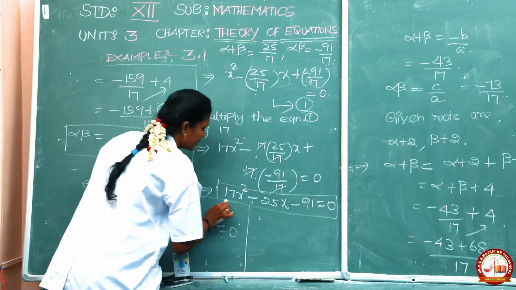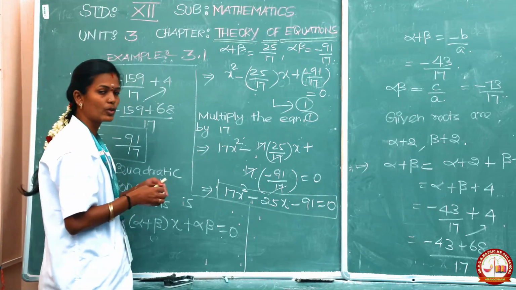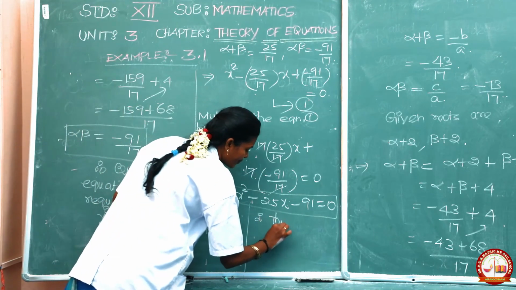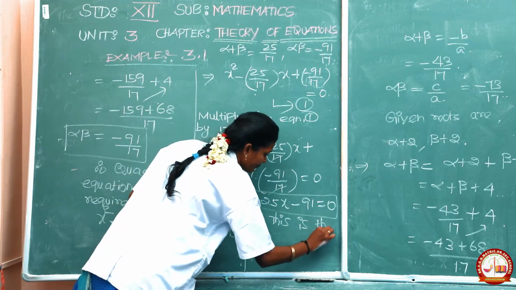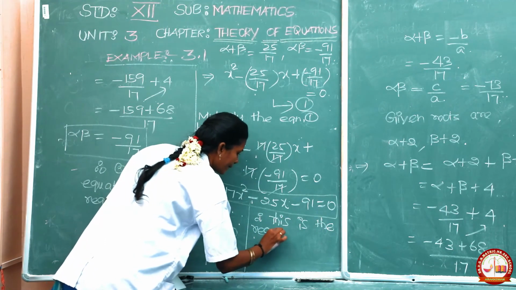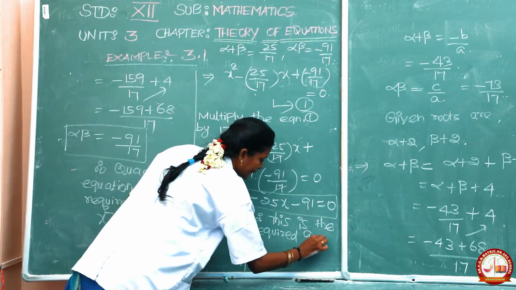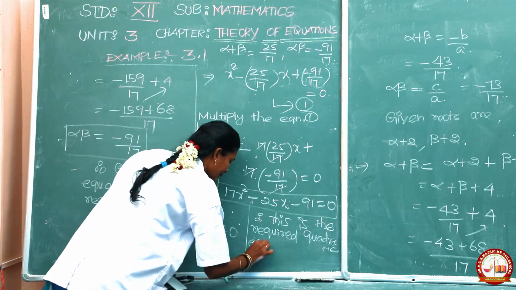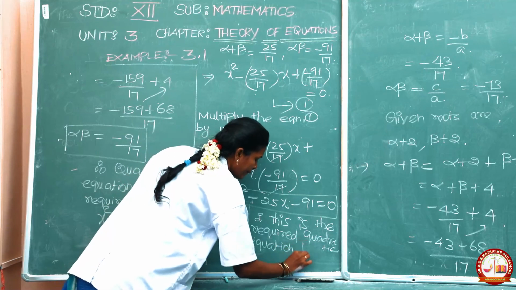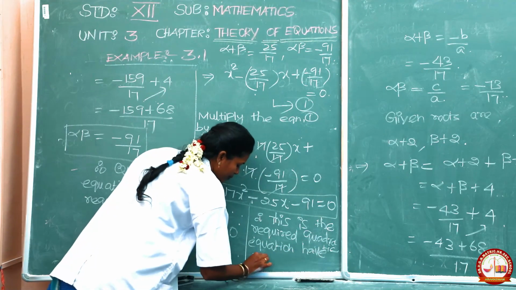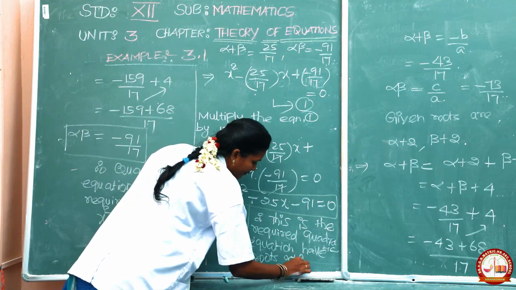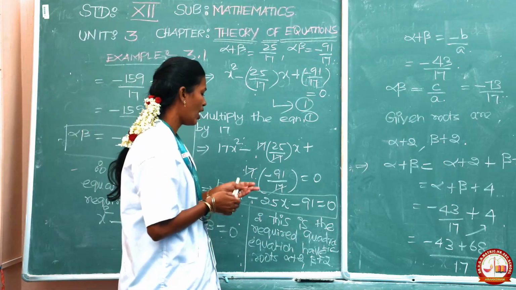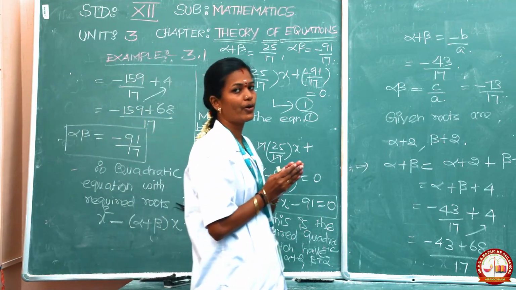This is the required quadratic equation having the roots alpha plus 2 and beta plus 2. I hope you all understood, students.